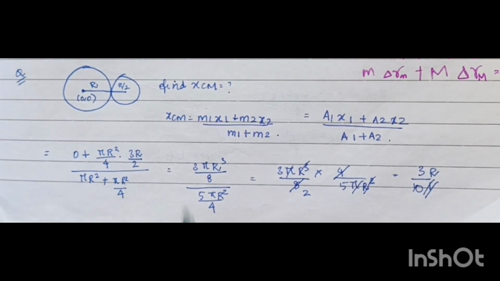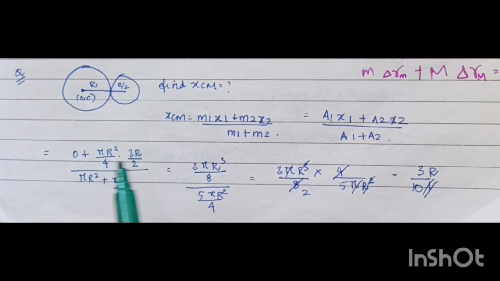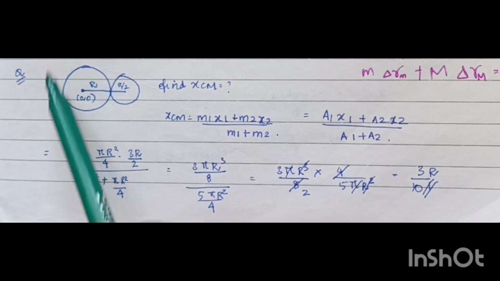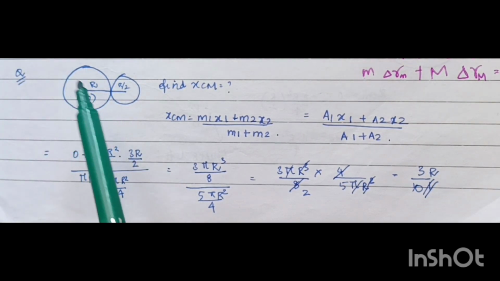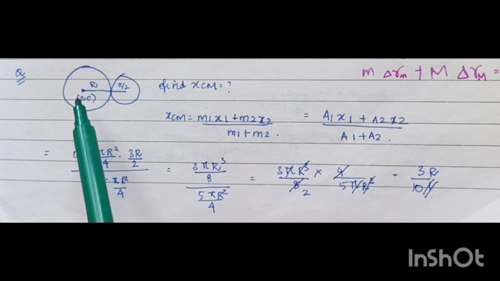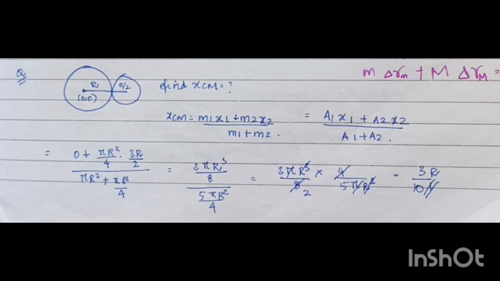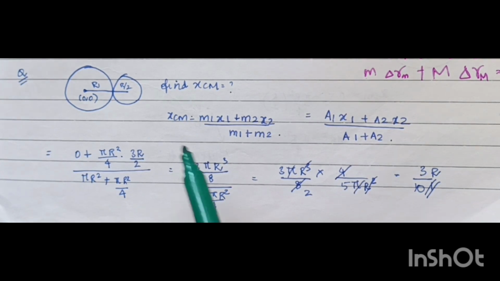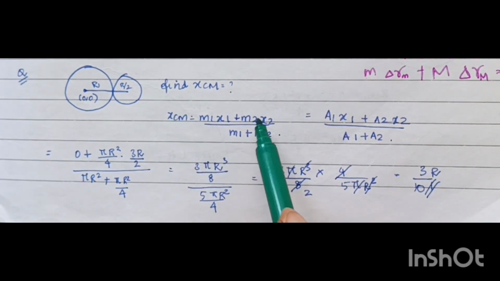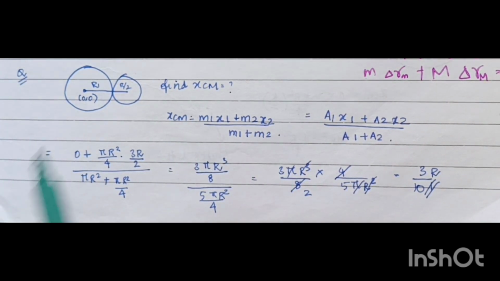Now let us see this case. So we can say there are two discs, and this is of radius r, and this disk is of radius r by 2. Now I have to find the center of mass of this system. I know the center of mass is (m1 x1 + m2 x2) / (m1 + m2).